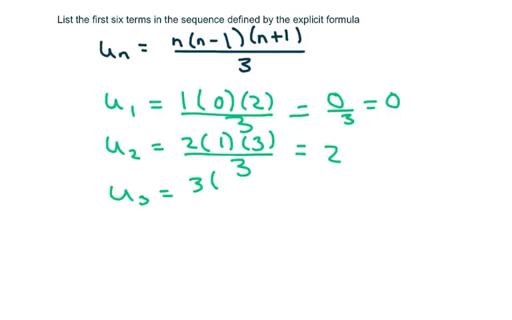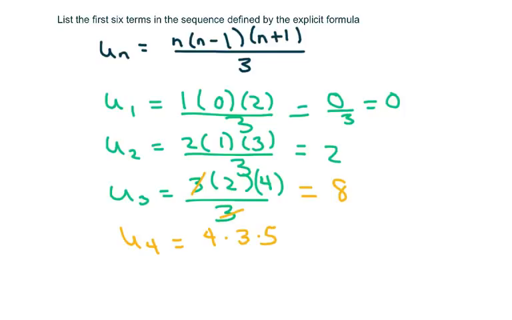And all I'm doing is going down 1 and then up 1 here. And that's going to be over 3. The 3's can cancel here, so that just equals 8. Use of 4, I'm kind of running out of room. It's going to be 4 times 3 times 5 over 3. So the 3's cancel and we get 20.